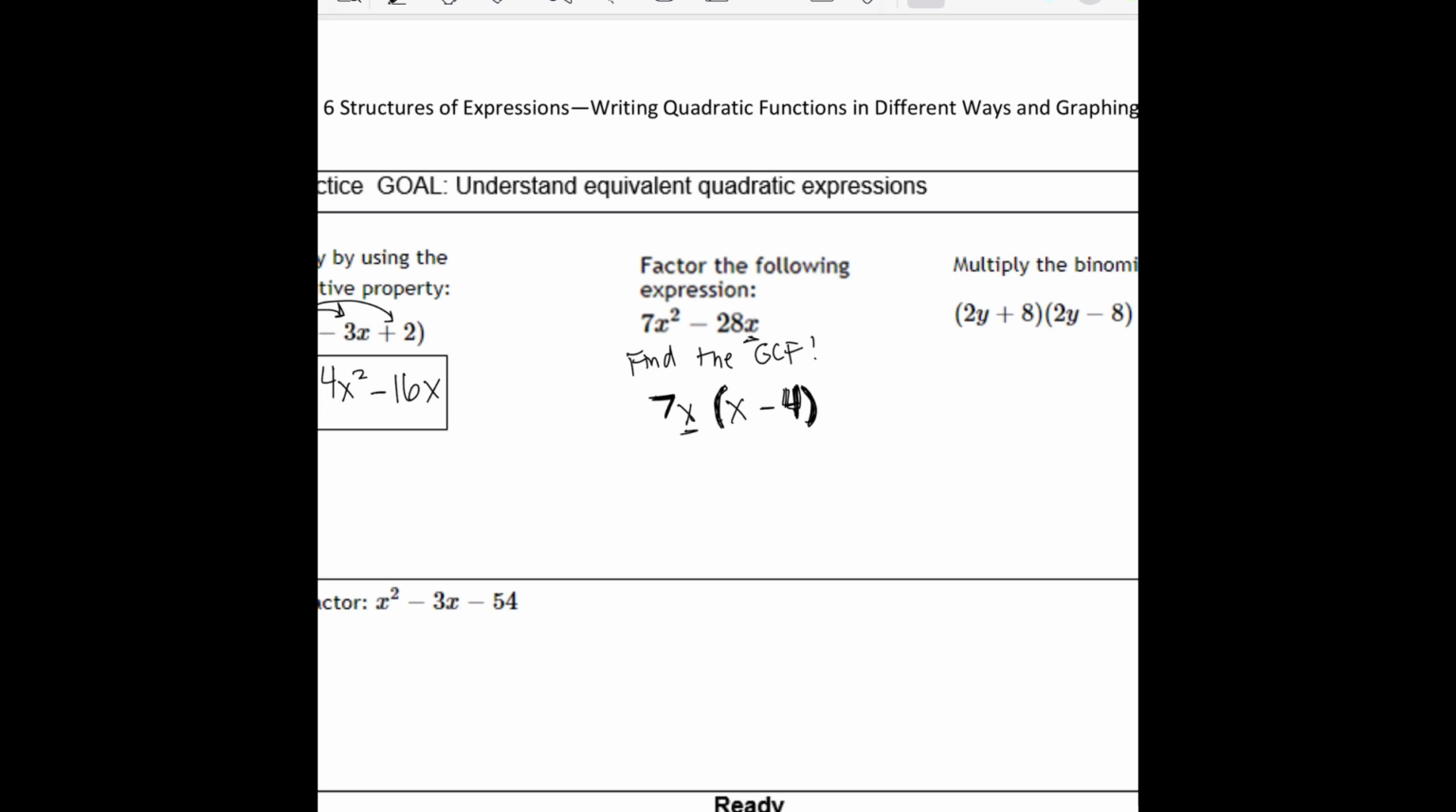And we already have our x. So what we're saying is that if we were to distribute the GCF back in, we would get 7x squared minus 28x, which is what we started with. That's all we're asking you to do, okay? We're just trying to say if you pulled out that GCF, what would you have to multiply it by to get that original expression? And your answer looks just like this.